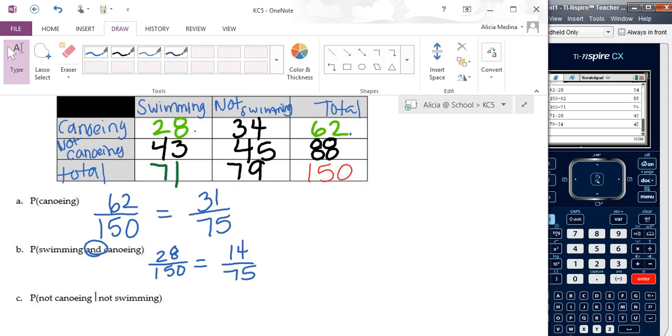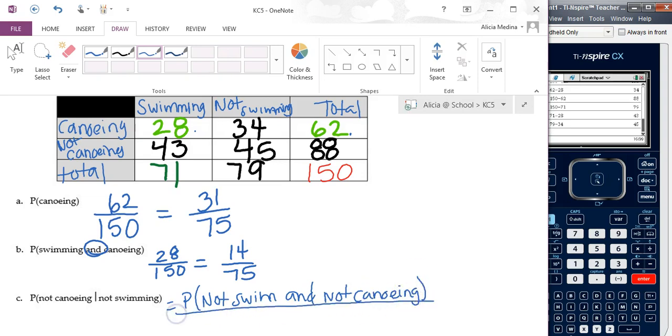Next one is our given statements. So probability of not canoeing given you're not swimming. So really I'm looking at the people that are not swimming and trying to figure out how many of those are also not canoeing. So remember how we write this. This is going to be the probability of not swimming, and wherever it meets, so and not canoeing, and we're going to divide that by the second event, which was the probability of not swimming.